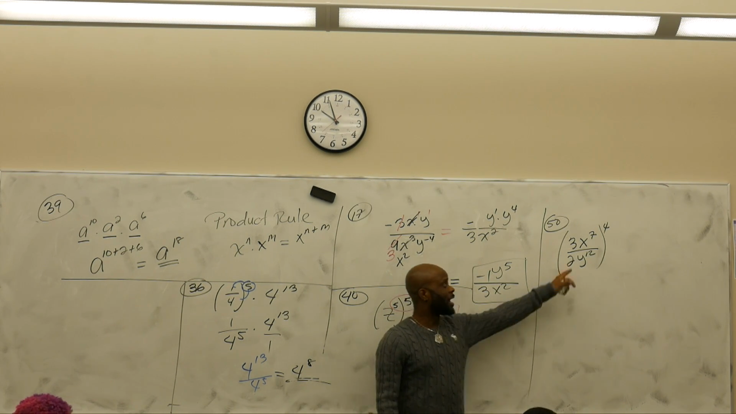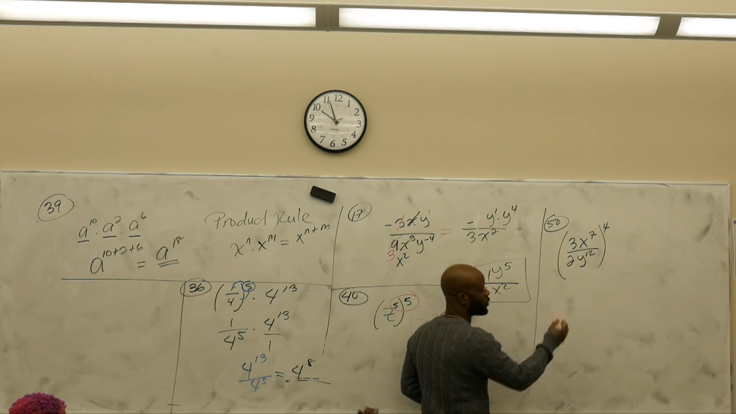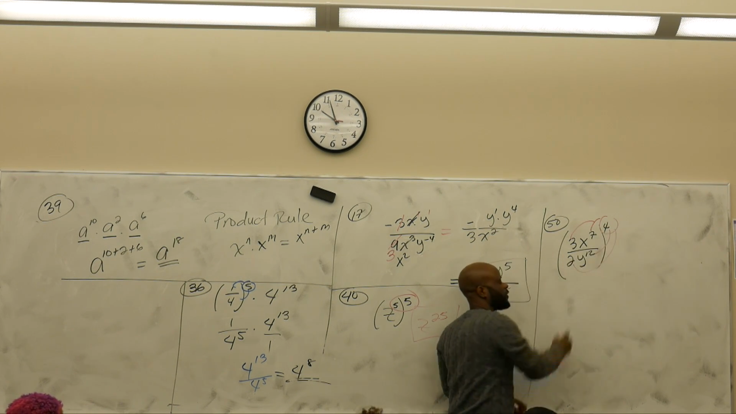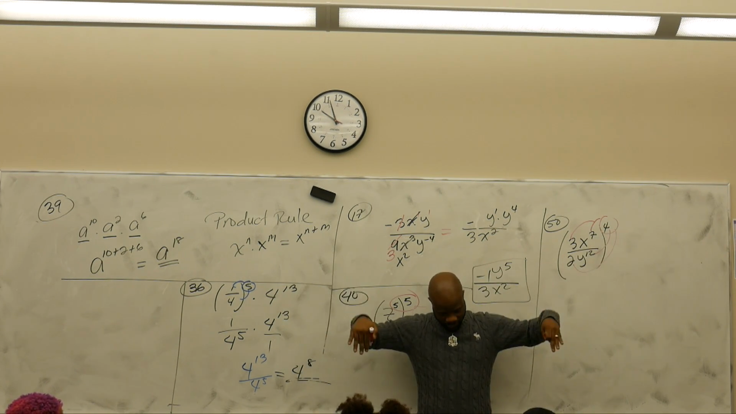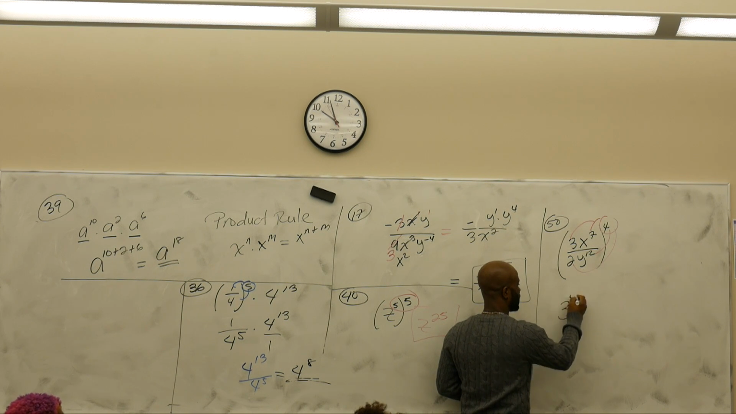Y'all got problems. So what do we do with a 4? We distribute, right? So you get a 4, you get a 4, you get a 4, you get a 4. Everybody gets a 4. So 3 gets a 4.